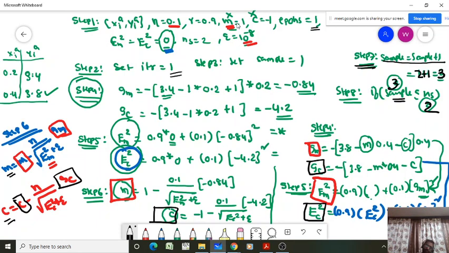RMSprop optimizer, right? Fine. So this is about the RMSprop optimizer.